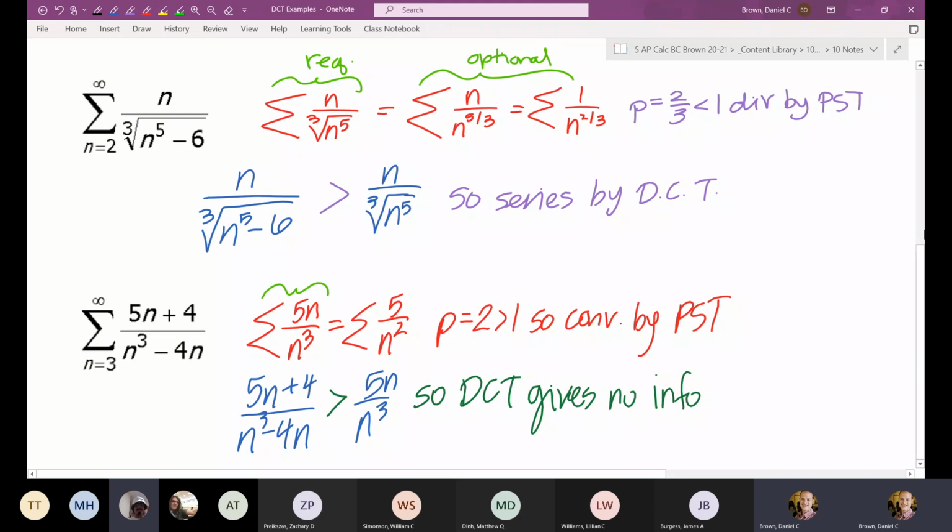Mr. Brown, how did you get p equals 2/3 for the last one? I'm looking at question 4, where p is equal to 2/3. I just used properties of exponents. So this is n to the 1 minus 5/3. 3/3 minus 5/3 is negative 2/3, so 2/3 in the denominator.